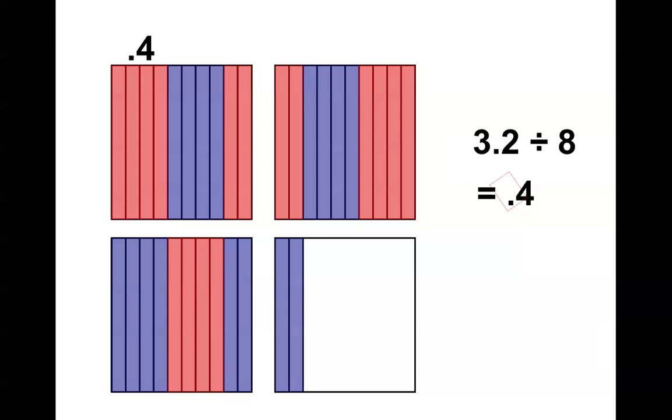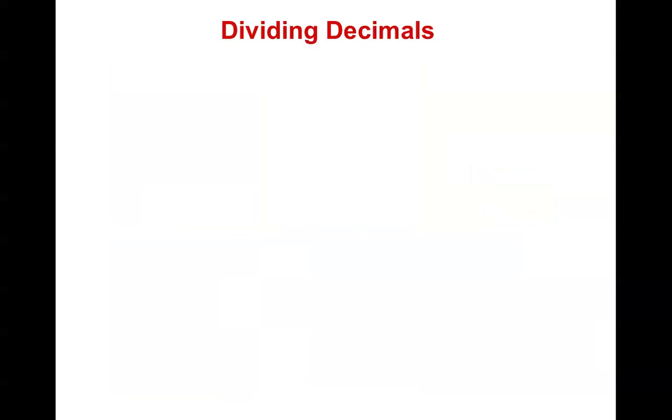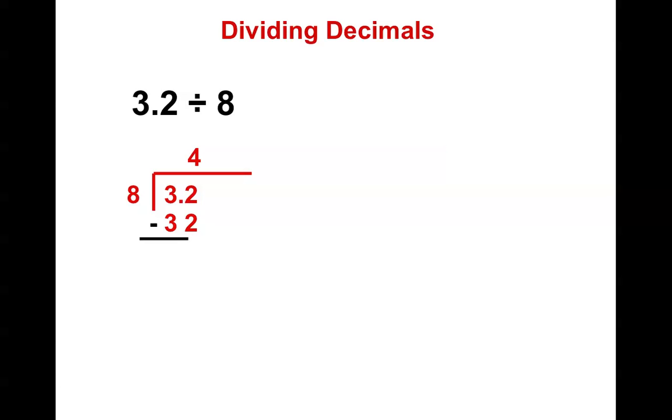Once again, if we were to do this without a picture, we simply set up the division problem. 8 goes into 32 4 times. 4 times 8 is 32. And because of the picture, the decimal goes straight up. And that's our rule.